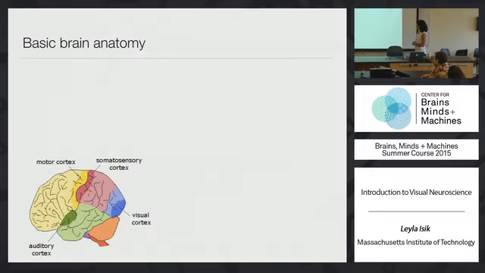And this is a rough layout of where different sensory and motor cortices land on the cortex. Can people see that? Kind of, okay. So Nancy's going to give a really nice introduction to the functional specialization of the brain. This is just some basic anatomical terms to familiarize you all.